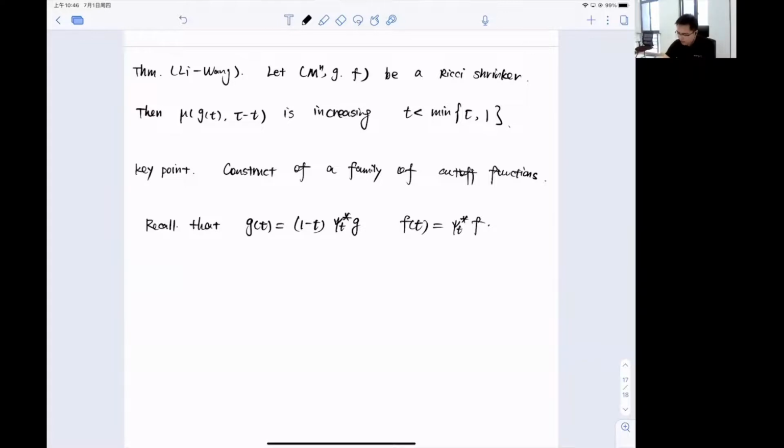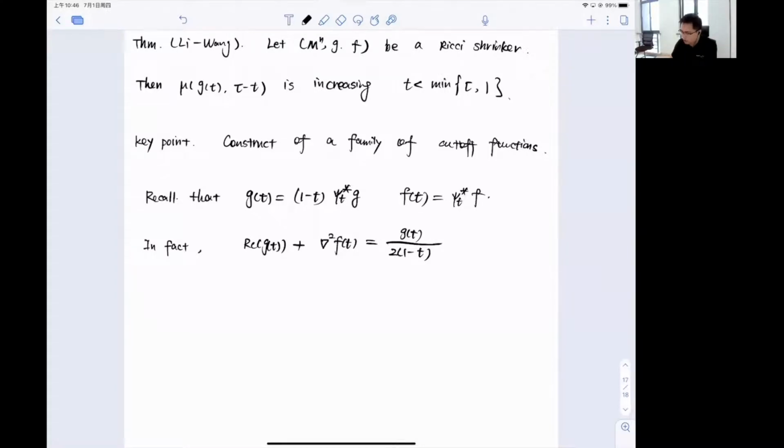Now at the time t, actually g_t and f_t also satisfy the equation for a Ricci shrinker, but possibly with a different scaling. So in fact, one can easily check the Ricci curvature of g_t plus the Hessian of f_t is equal to g_t over 2 times (1 minus t). Here, the Hessian is with respect to the metric g_t. So basically, they are exactly the same Ricci shrinker, but with a different scaling and diffeomorphism.